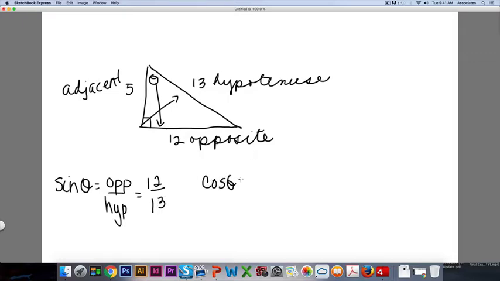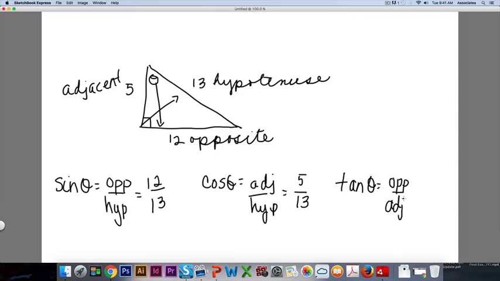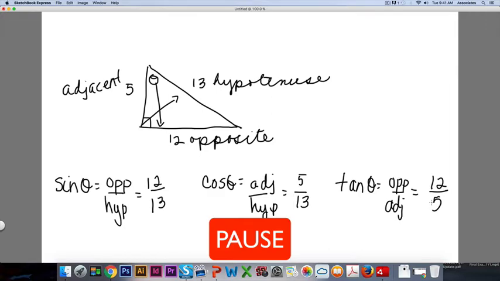Cosine of theta is the adjacent side over the hypotenuse. Adjacent is 5 over, and the hypotenuse is 13. Again, that doesn't simplify. The tangent of theta is the opposite over the adjacent. It will be 12 over 5. None of those simplified, but those are our answers. So take a second and add those to your notes and check your answers. And I'll meet you back here in a minute.